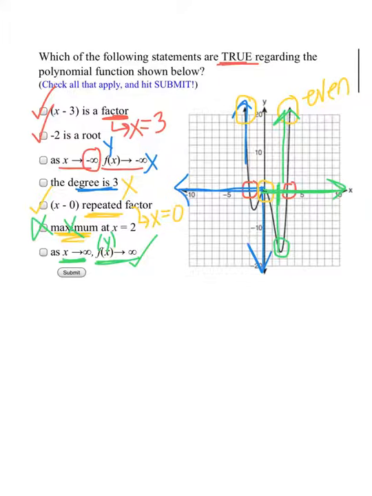So hopefully that gave you a good little overview of some of the notation and vocabulary that's associated with graphs of polynomials. So now why don't we look at one where we're going to actually come up with the entire equation.